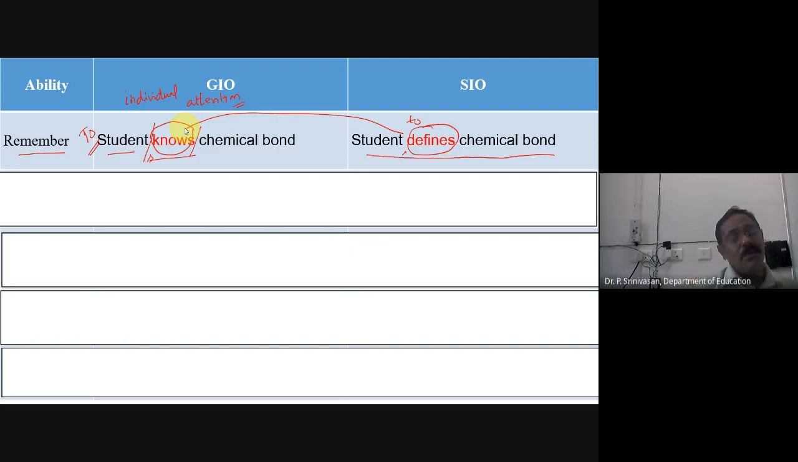Don't use "to". Don't use plural while writing students. And see whether in SIO it is measurable and observable. In GIO it is non-measurable, non-observable, inactive verbs. That is what you should check. Then it will come out as correct statements. So any questions up to here? Clarifications.